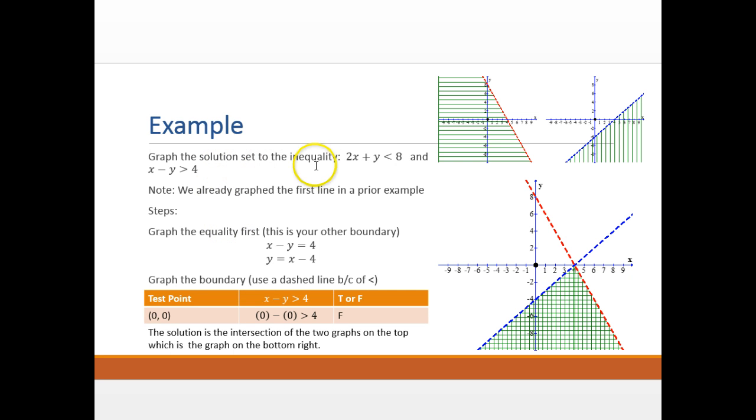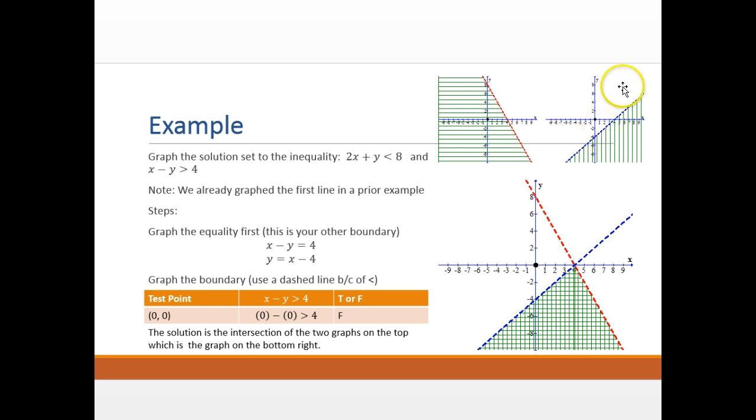Graph the solution set to the inequality 2x plus y is less than 8 and x minus y is greater than 4. Now the first one, we already solved up here: 2x plus y is less than 8. That was this graph in the upper left. So what I'm going to do is graph the equality of the second one first. x minus y equals 4, so y equals x minus 4. So I have a y-intercept of negative 4 and a slope of up 1 over 1.